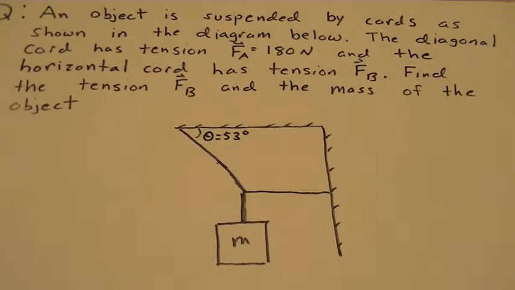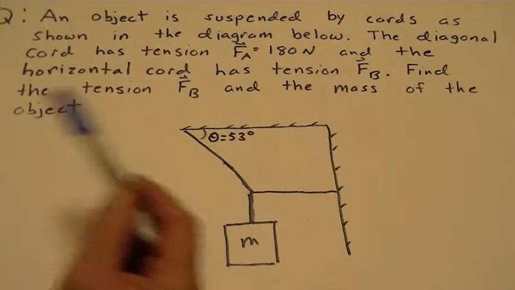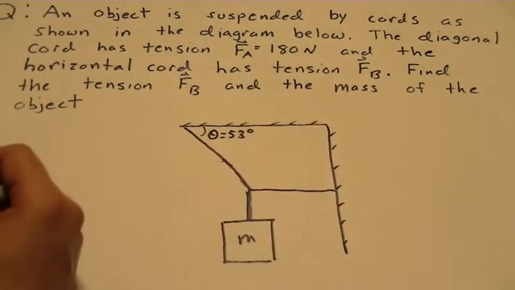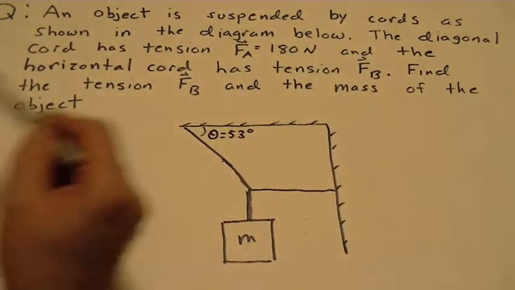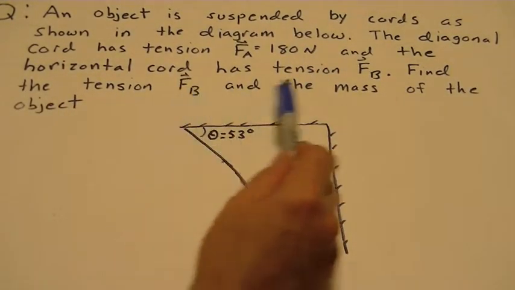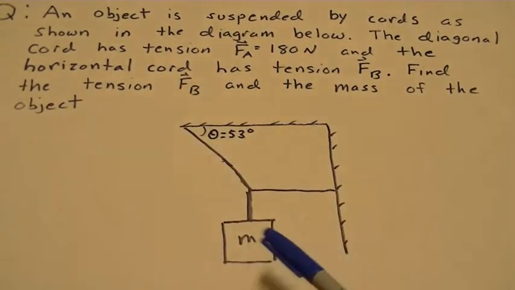cord. The diagonal cord has a tension Fa equal to 180 newtons. And the horizontal cord has tension Fb. Find the tension Fb and the mass of the object.